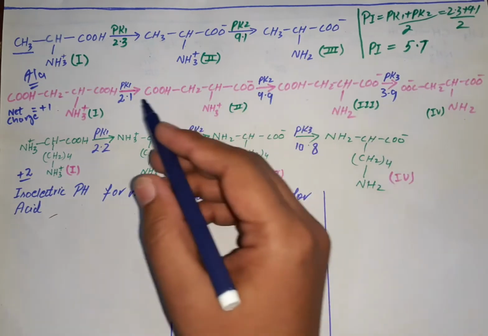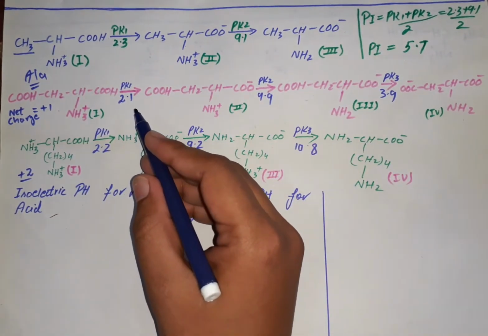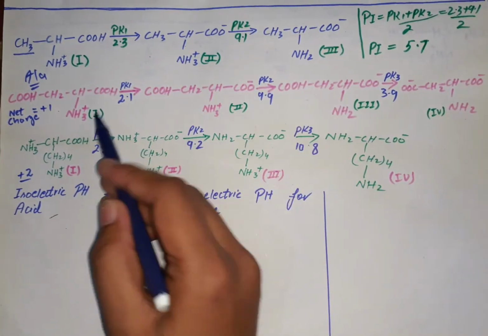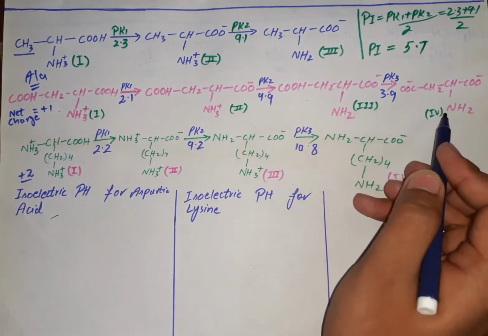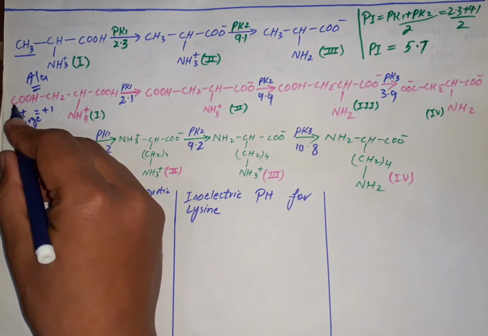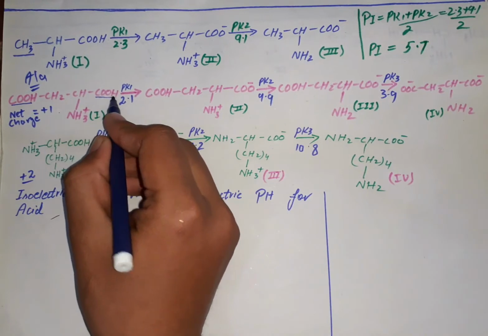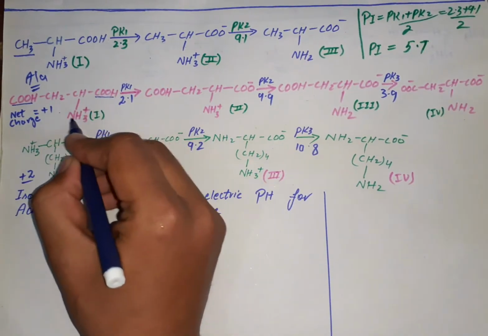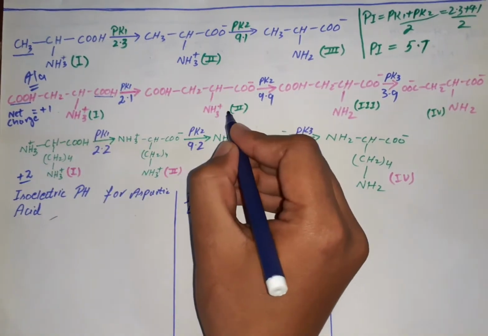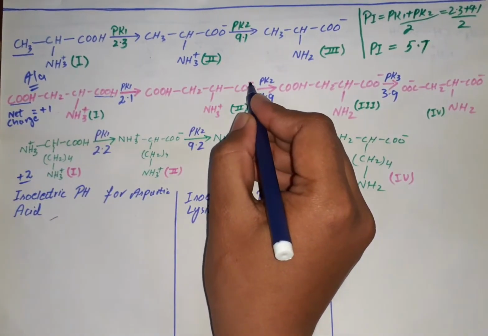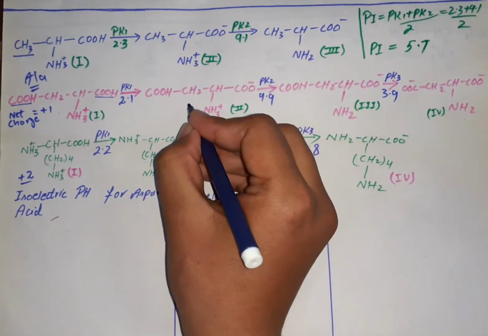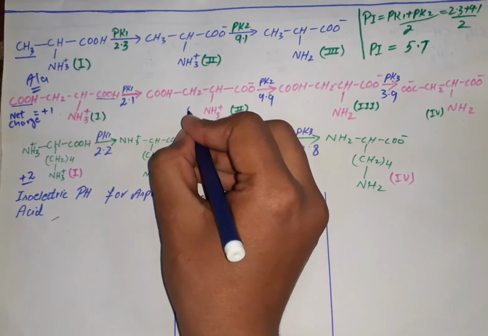In order to calculate the isoelectric pH, we have to know the different charges on the amino acid in its different forms. This was its first form, this is the second form, this is the third form, and this is the fourth form. In the first form, we can see the side chain is neutral and its COOH group is also neutral. But the net charge on this amino acid is positive due to this NH3 group. And in the second form, COO has a negative charge and NH3 has a positive charge. So in the second form, the net charge on this amino acid is 0.